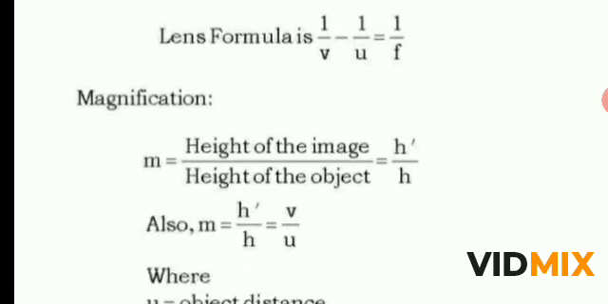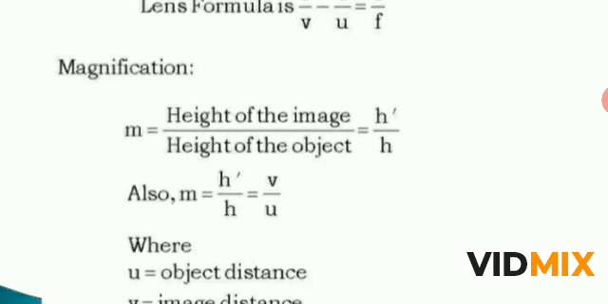How to find the magnification? The symbol of magnification is small m, and it is the ratio of height of image to height of object, where height of image is h dash and height of object is h. Also the magnification can be written in terms of image distance and object distance. So we can write m is equal to h dash upon h, that is the size, and m is equal to v upon u, the distance of image and object.